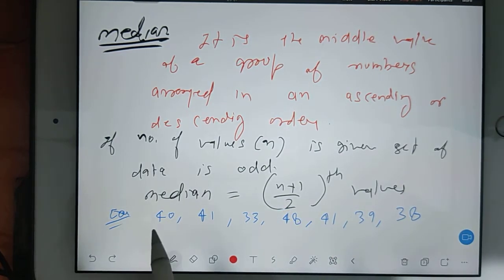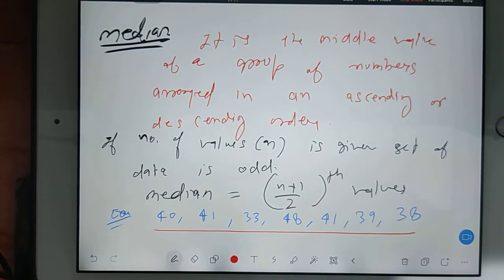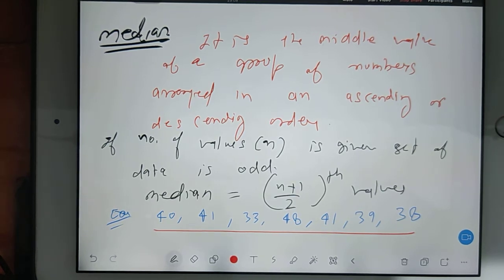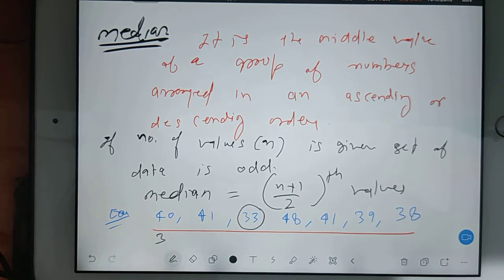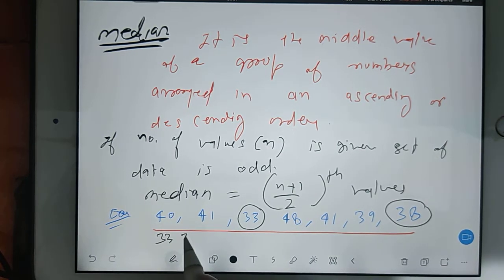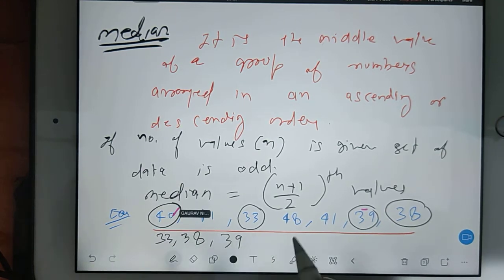First of all, you have to arrange this given data in ascending or descending order. So let's arrange this in increasing order. Increasing means ascending order. Okay, so if I will arrange this data in ascending order, then which is the smallest value here? 33. Okay, after that 38, after that 39. After that 40. After that 41.